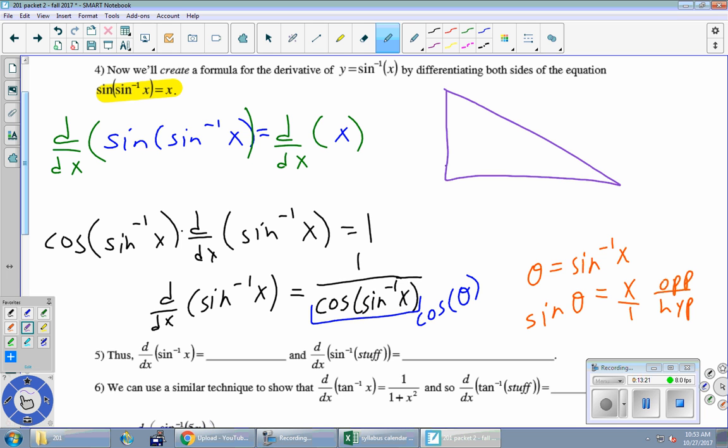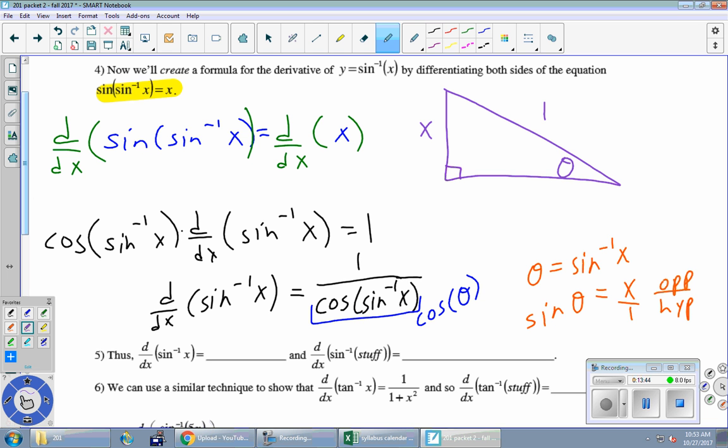So just a generic right triangle. Call one of the acute angles theta. Okay, where do I put the x? Opposite. So that's this vertical side over here. Where do we put the 1? That's the hypotenuse, that's there.